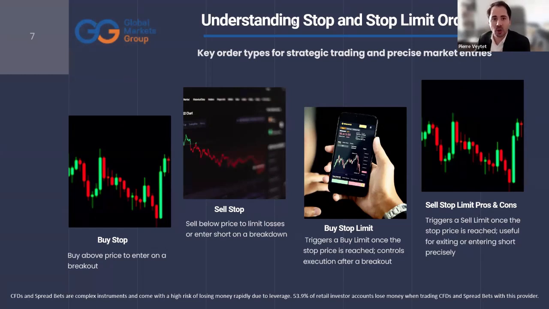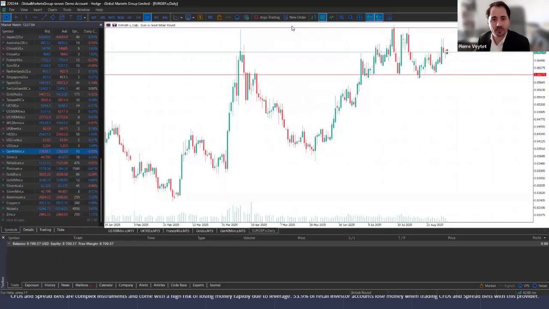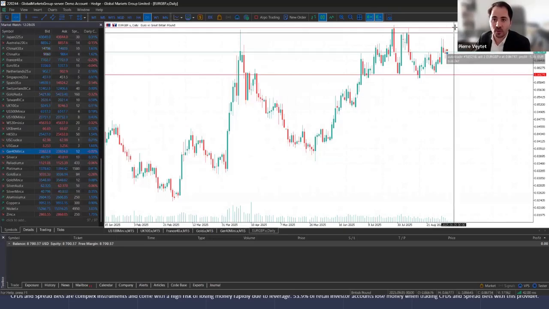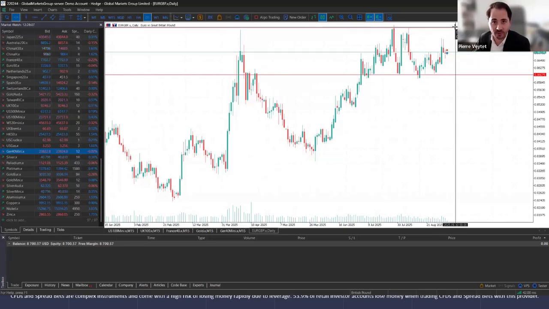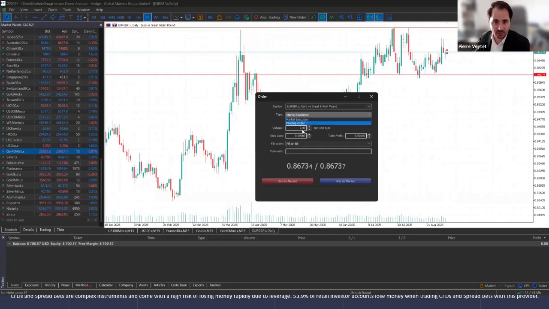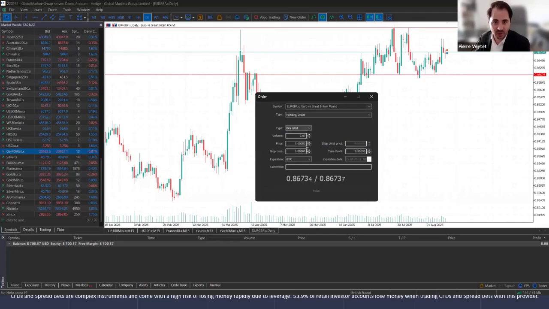Okay? So now let's say we're in the middle of the range right now. And you would like, let's say, if the market goes to the upper bound of the range, to trigger a new sell position, a sell limit position. Okay, so you're going to do this again. Pending sell stop limits.